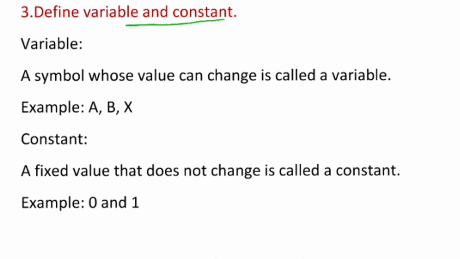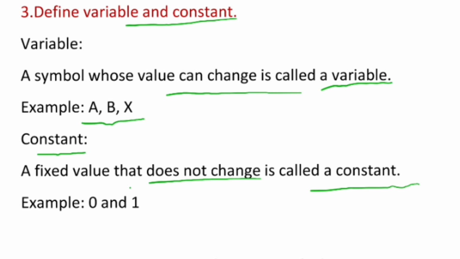Next, define variable and constant. Variable means a symbol whose value can change, that we call a variable. It may be A, B, X. And constant means a fixed value, the number does not change. 0, 1 you cannot change, that is a constant.